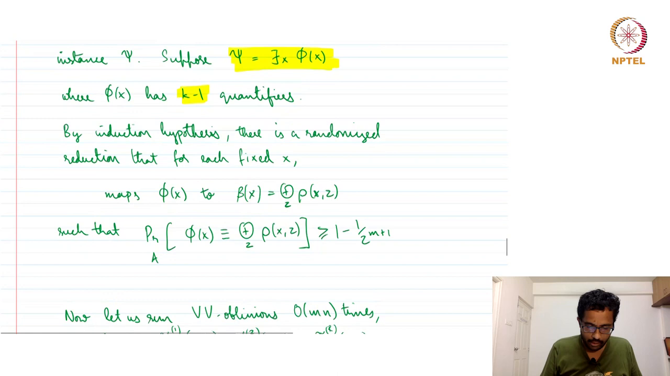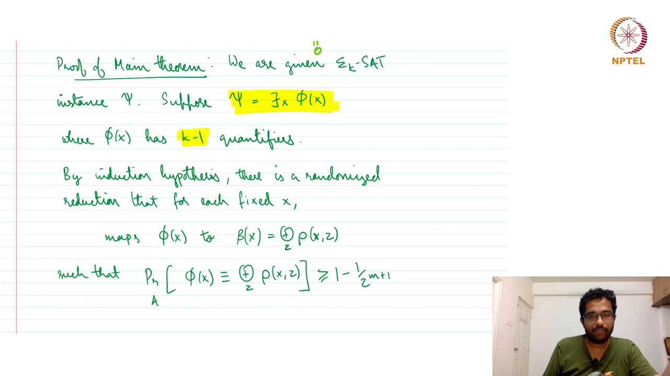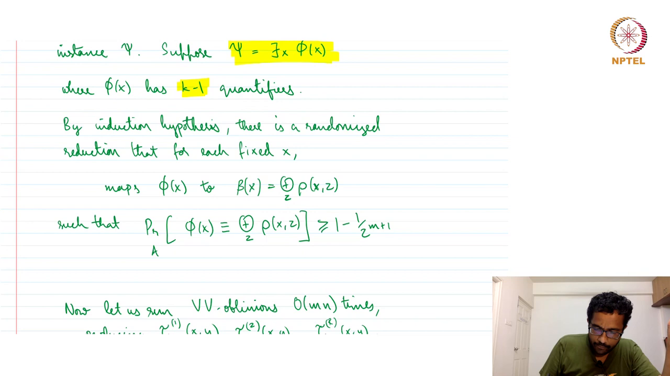Now by induction, so again the base case is done, base case is what we already showed before this. Now by induction hypothesis, we are doing induction on k. By induction hypothesis, there is a randomized reduction that given k minus 1 and m, maps to an equivalent parity set instance. So for this phi x that has k minus 1 quantifiers, it constructs a parity set instance called rho xz, where x is for any fixed x.